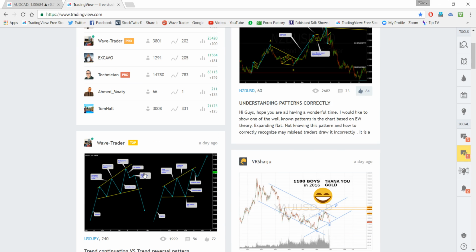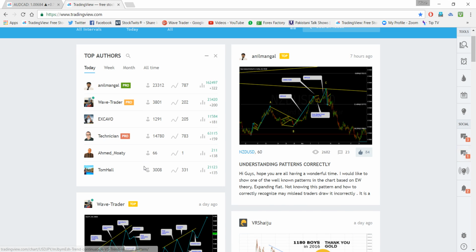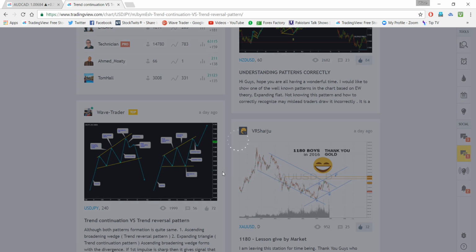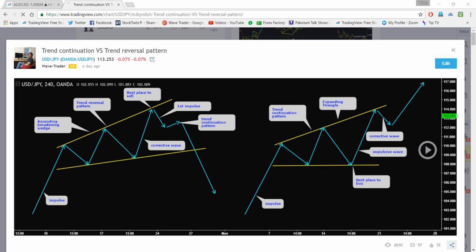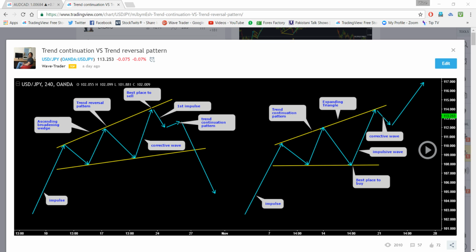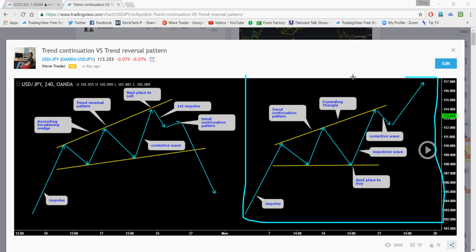So I'll start from this educational post. I have just posted that educational on TradingView, so that I can give you an idea what this educational post means for all of us. You can all see that there are two patterns. This is the trend continuation pattern, and this is the trend reversal pattern.